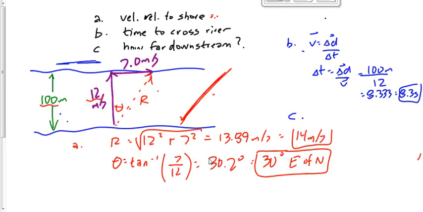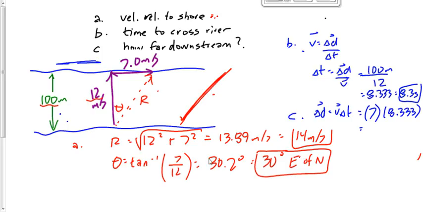Here's the way I was going to do it. I was going to say V is equal to D over T again. Rearrange it to solve for D, V times T. If I want to solve for the displacement downstream horizontally, what velocity do I use? 7 meters per second, right? Because the velocity and the displacement must be in the same direction. Displacement to the east, well, I'll use the velocity to the east. What time do I use? 8.333, the only time that I have.